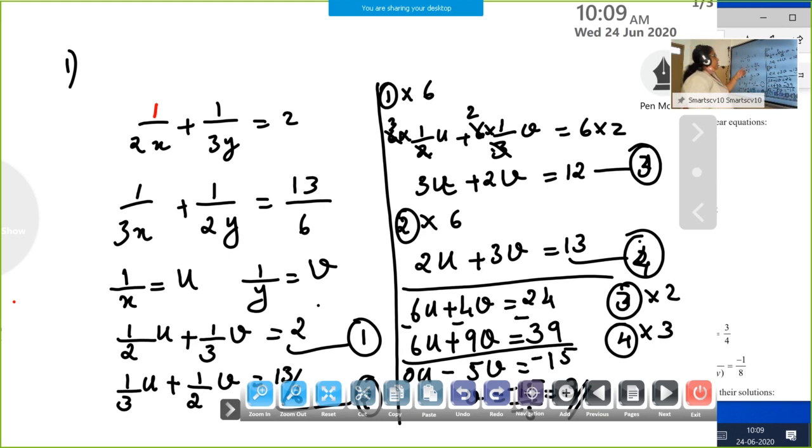And taking the LCM, multiply throughout by 6. First equation becomes 3u plus 2v is equal to 12. And second equation is 2u plus 3v is equal to 13. Then using the elimination method or any other method, substitution method or cross multiplication method, here we use the elimination method, eliminate any one of the variables u or v and find the value of one variable and substitute this value in the other equation. Clear?